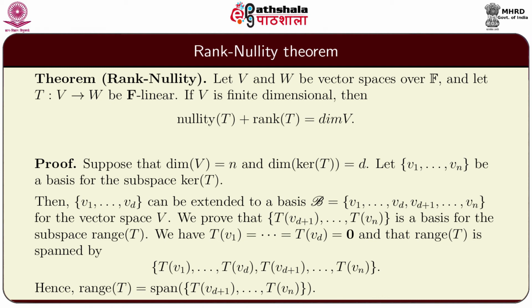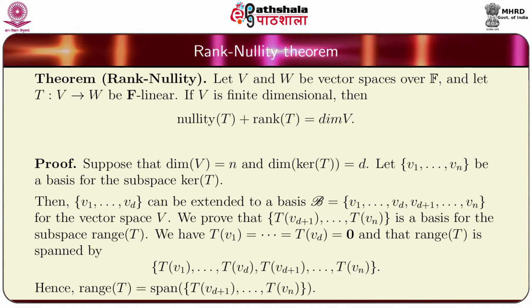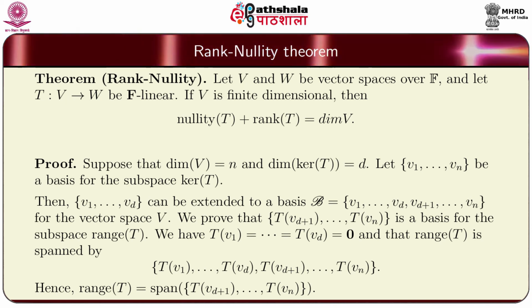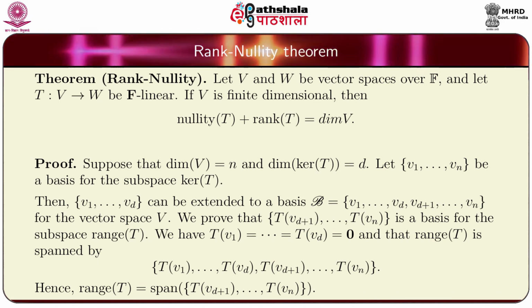If we can prove that, then we are done, because the dimension of V is n, and the nullity of T is d. So if we can show that the rank of T is n minus d, then the rank-nullity theorem is proved, and our claim says that T(Vd+1) and so on up to T(Vn) would be a basis for the subspace range of T, and there are precisely n minus d vectors in number.